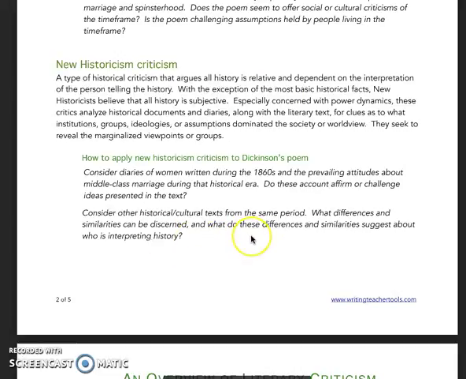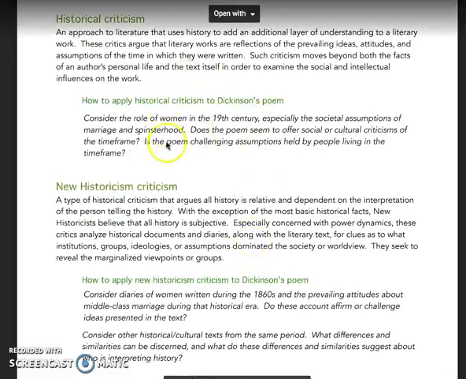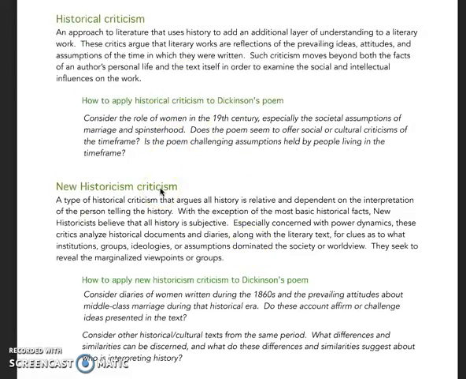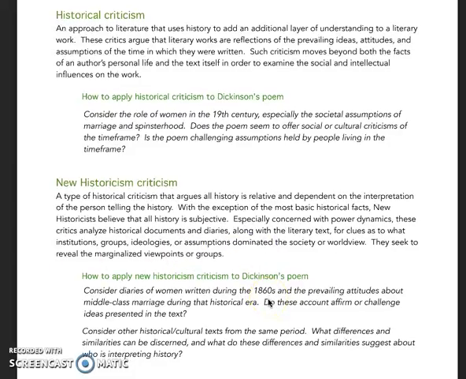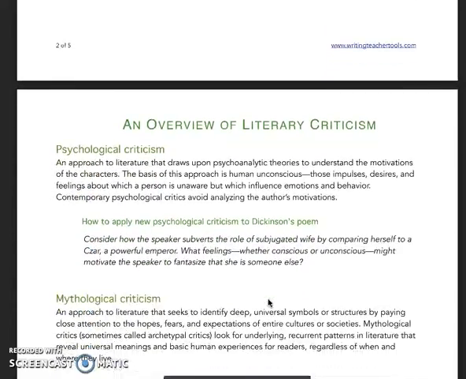So that's new historical. It's much like historical, where we're looking at the historical context of the piece that was written, but the difference is we elevate competing texts. So we elevate other, maybe non-literary texts, such as historical documents and diaries, or other literary texts. And again, we're concerned about power. So who has the power, and how are those powerful groups revealing the viewpoints that were marginalized at the time?